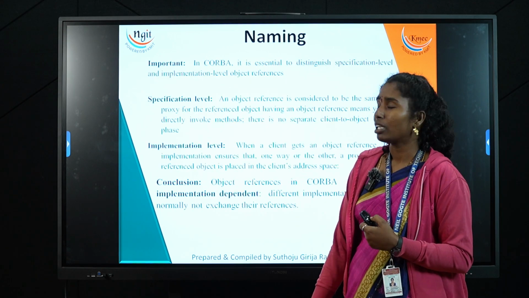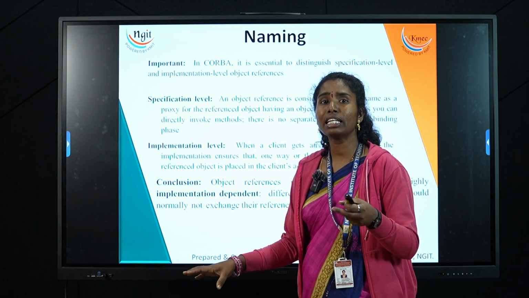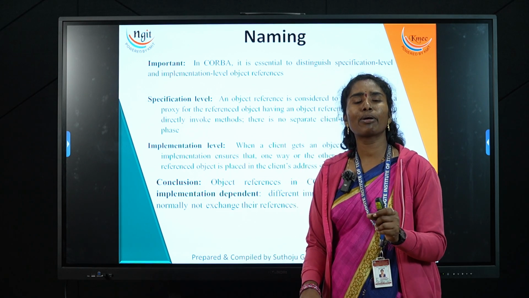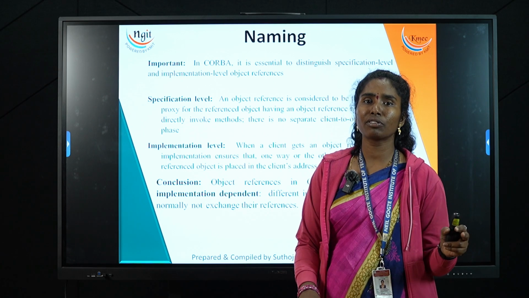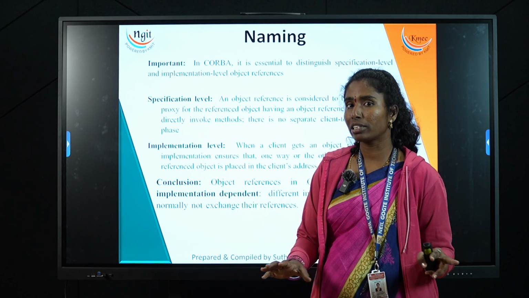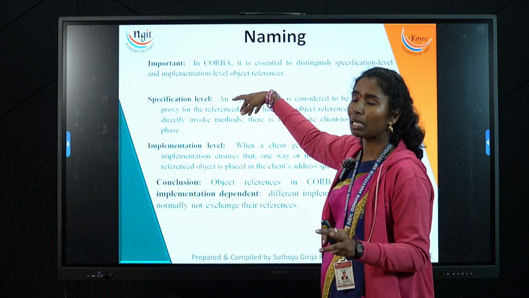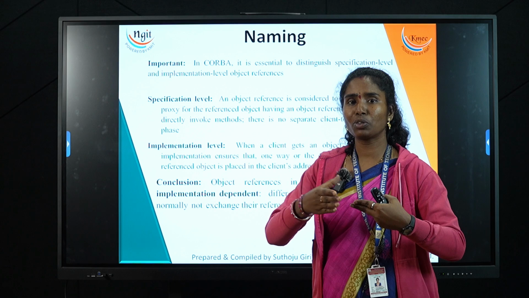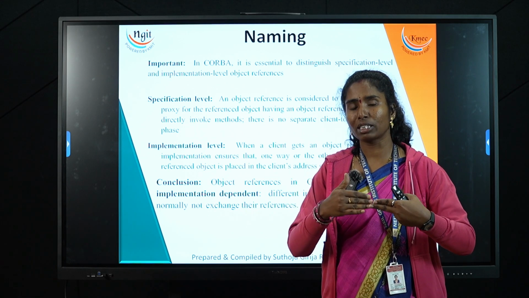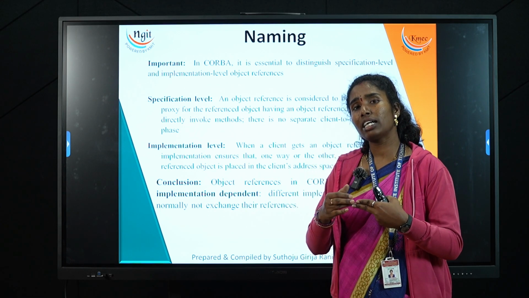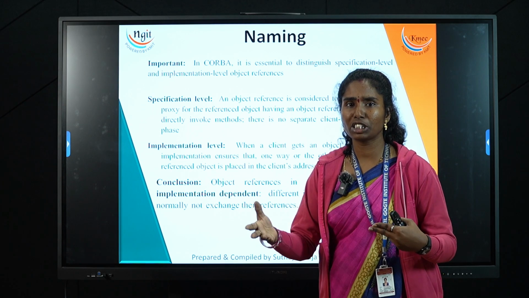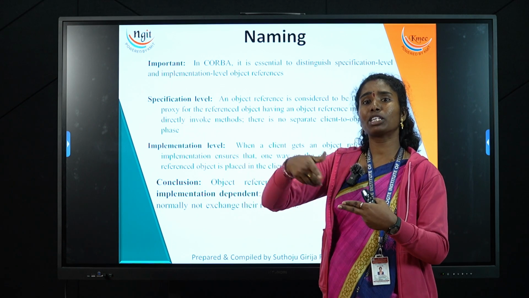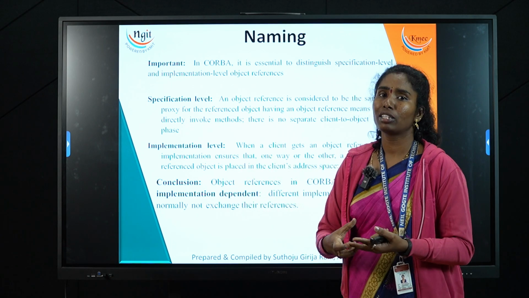Now coming to naming. Why do we need naming first of all? Naming is very, very important, not only in CORBA but in every system we utilize nowadays. Naming is very important to implement objects. To call an object, we should know the naming convention of that particular object. As we have n number of remote method invocations, n number of objects are in play at that moment, so which object is to be highlighted is determined by the naming convention.